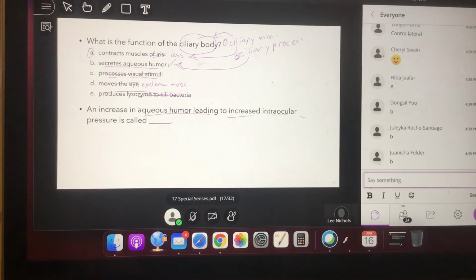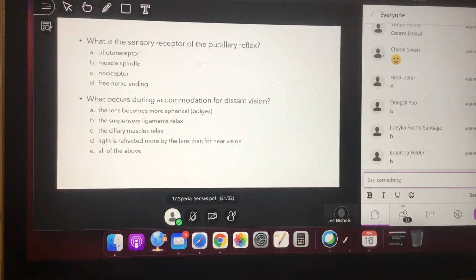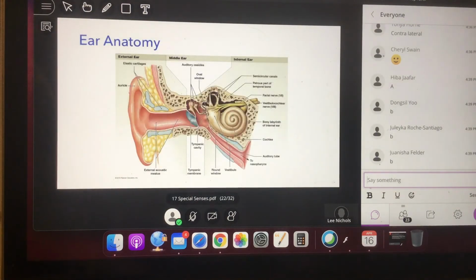Increase in aqueous humor leading to increased intraocular pressure. We talked about that one already. Glaucoma. And so there we go. Let's move on and talk about hearing. It's a little bit shorter. It's not quite as complicated.